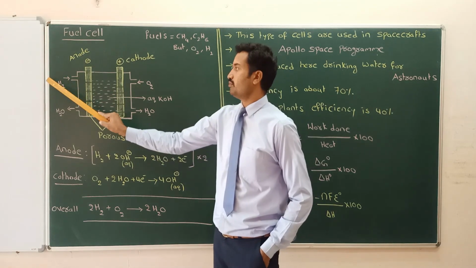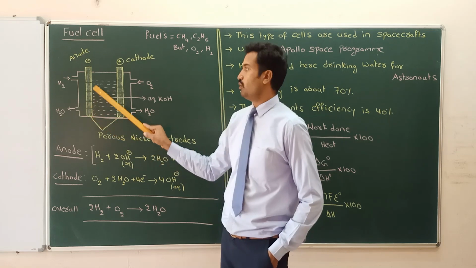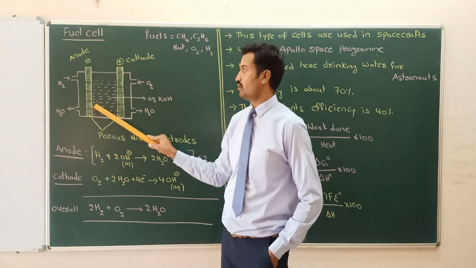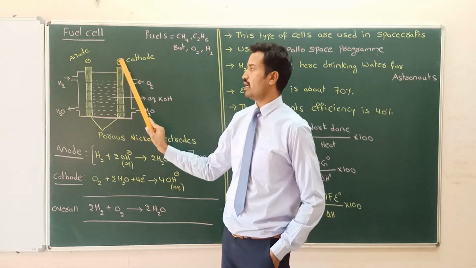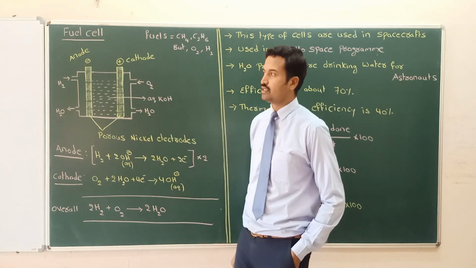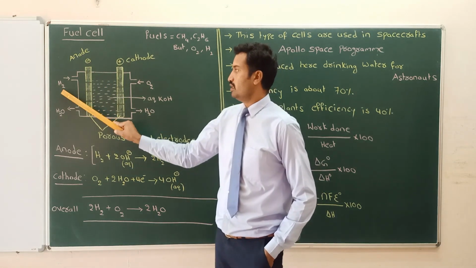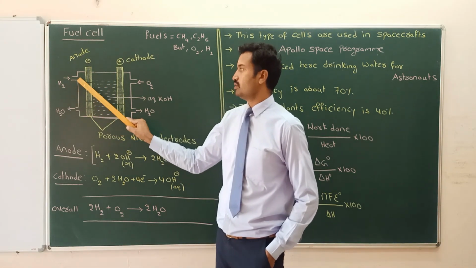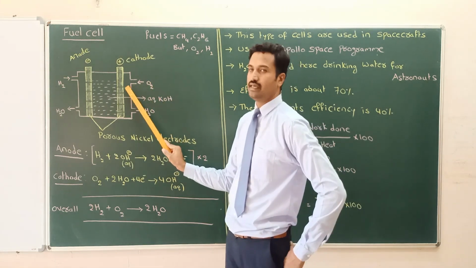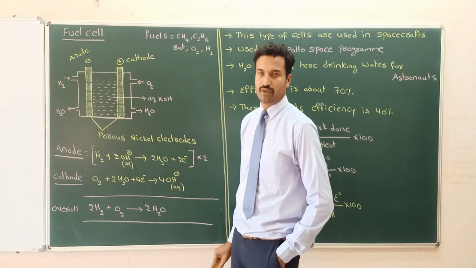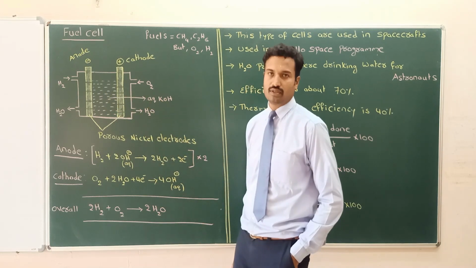Hydrogen is passed from the left side, where the anode is. Porous anode, porous electrode. This electrode is a nickel electrode. Both the electrodes, anode and cathode, are nickel electrodes. Here we are passing hydrogen gas through the porous electrode. On this side we are passing oxygen gas through the porous electrode. Here the electrolytic solution is aqueous KOH solution.